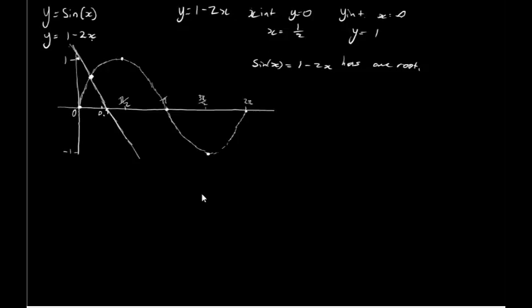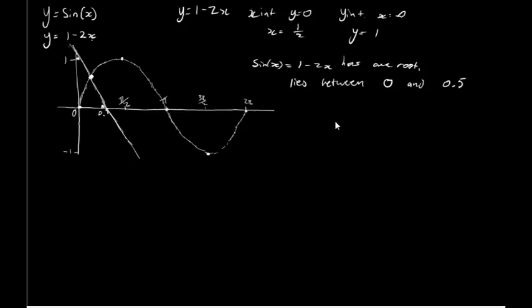The second part of the question says to use the graph to give an interval in which the root of the equation lies. So as we can see from the graph, it can be seen that the root lies between the origin, which is at 0, and the x-intercept of the line, which is about 0.5. So we can say the interval in which the root lies is between 0 and 0.5.